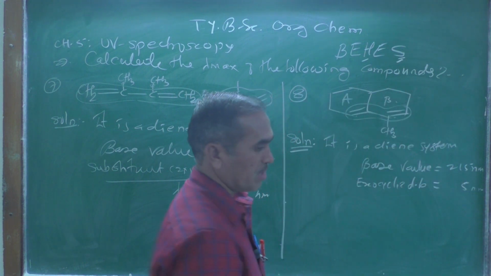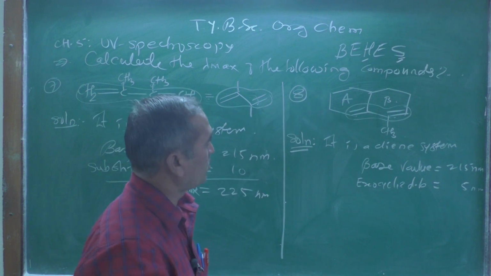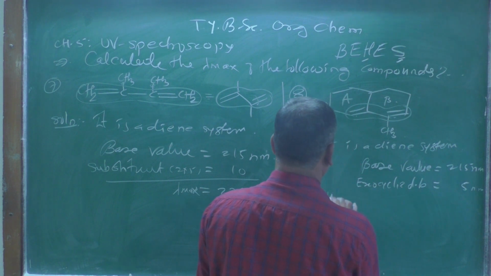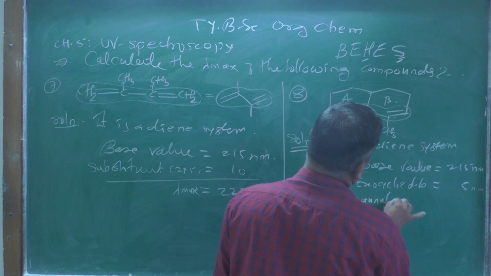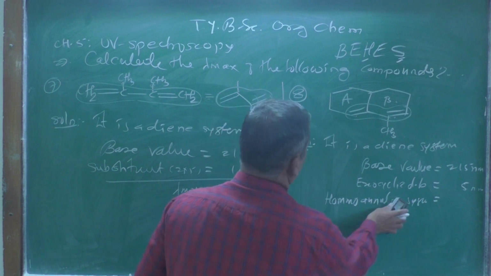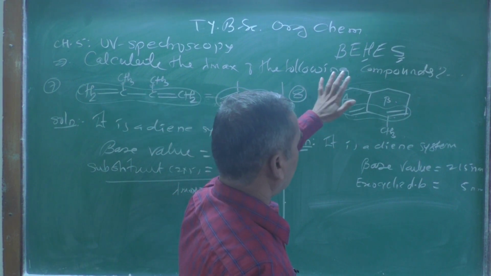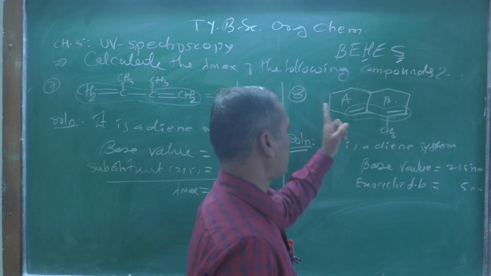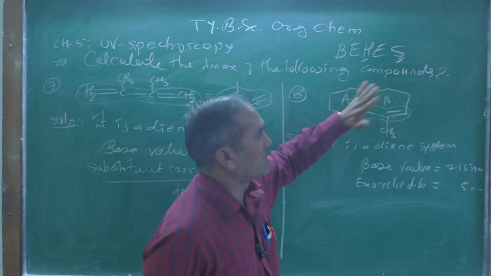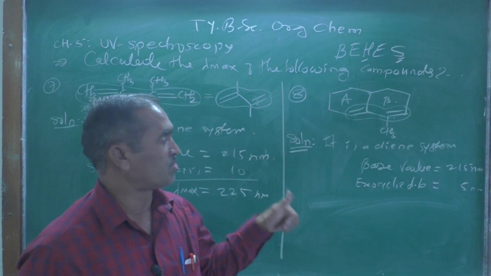Now H stands for homoannular system. Does this compound contain a homoannular system? Homoannular means both double bonds are present in the same ring, and such a situation is not present in this case, therefore there is no homoannular system, no need to write it. Then E stands for extended conjugation. This is a diene system, no extra double bond is present over here, and therefore there is no extended conjugation.